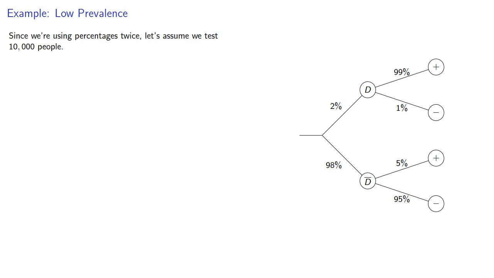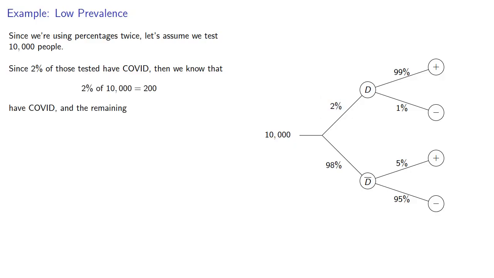Since we're using percentages twice, let's assume we test 10,000 people. Since 2% of those tested have COVID, then we know that 2% of 10,000, that's 200, have COVID, and the remaining 9,800 do not.